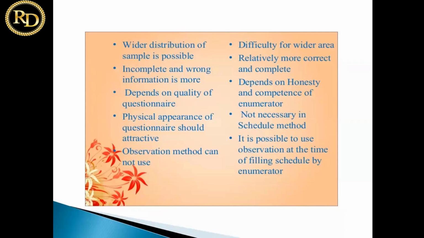The physical appearance of the questionnaire should be attractive. The paper should be of good quality, the color should be attractive, and the questions should be in a good font. This is not necessary in the schedule method because it is not given to the respondent. We only ask the questions to the respondents. The observation method cannot be used with a questionnaire. But it is possible to use observation at the time of filling a schedule by the enumerator, because we are asking the questions which are scheduled, and since we are collecting the information face to face, we can get some observational data as well.